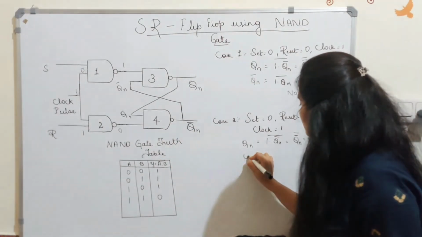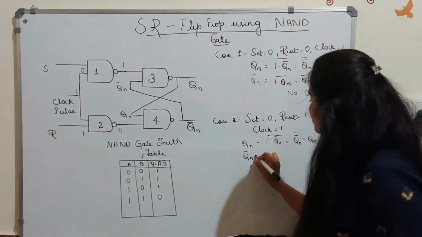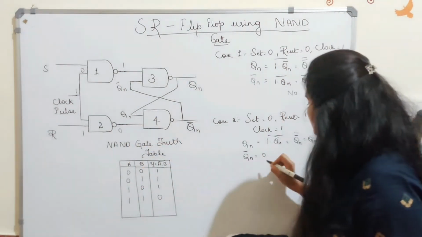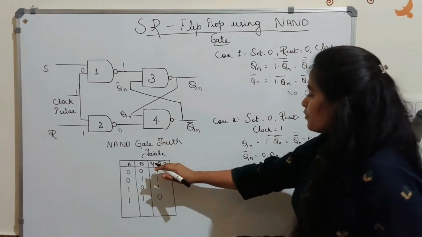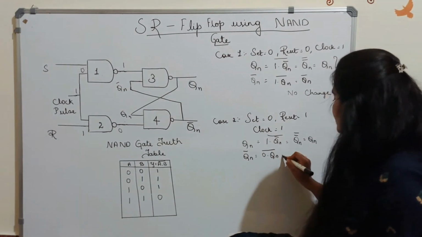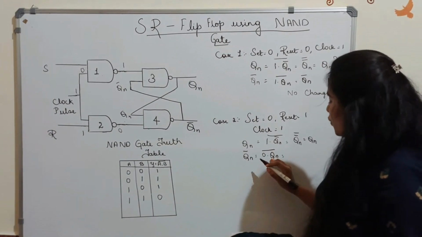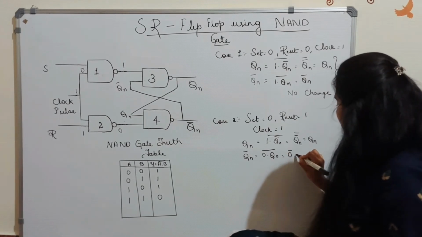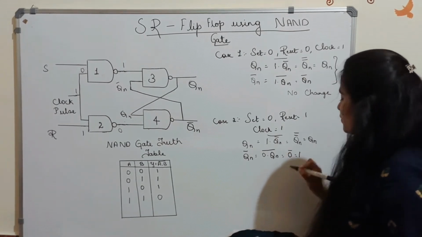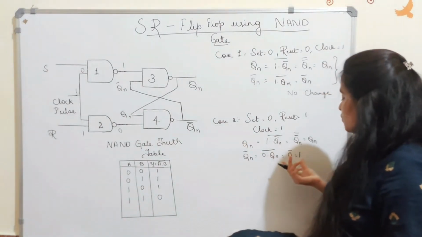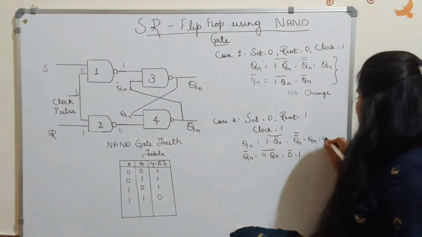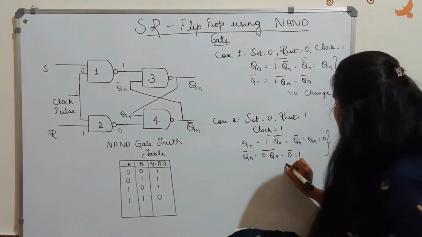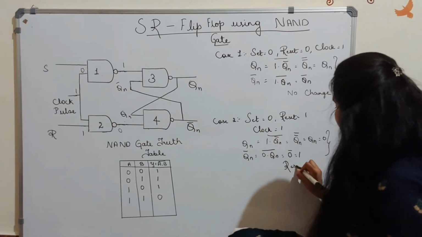Considering the second output, Qn complement is equal to, the first input is 0 and the second input is Qn. From the expression, I am just complementing it. Qn multiplied with 0 is 0. I am writing down this complement. 0 complement is 1. If Qn complement is 1, then Qn turns out to be 0. As Qn complement is high, the entire circuit falls under the condition of reset.